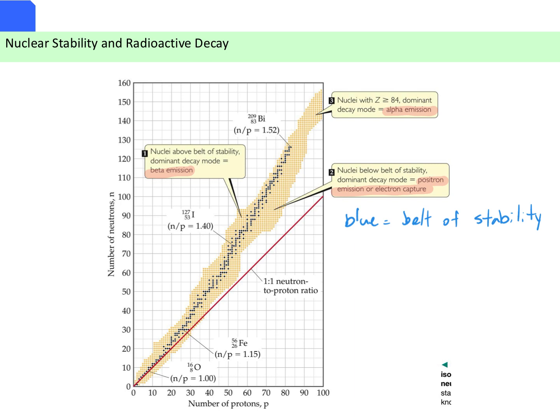You're going to do alpha decay, which drops you to the left and down until you eventually get down into a stable nucleus that has less than 84 protons.